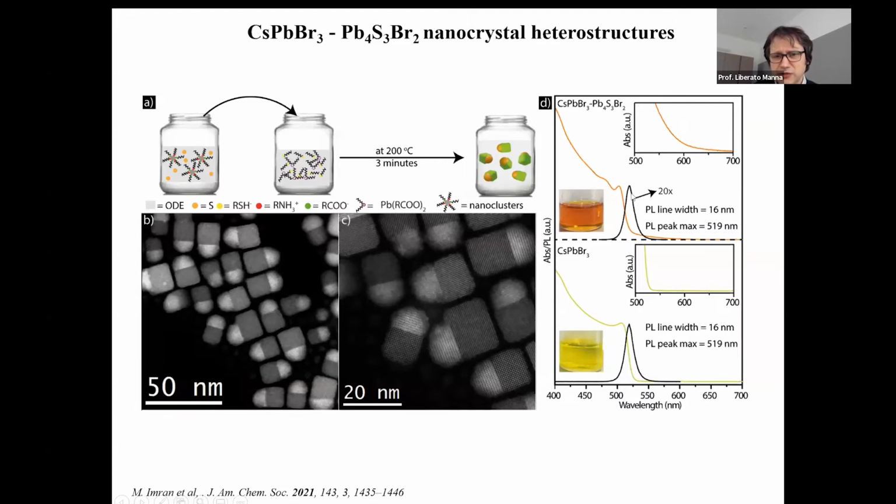And the PL that you see from these materials, and you will see later, is mainly attributed to the remaining perovskite nanocrystals that are not part of a heterostructure in solution. And this is, by comparison, a standard optical absorption and PL spectra of a solution of standalone cesium lead bromide nanocrystals.